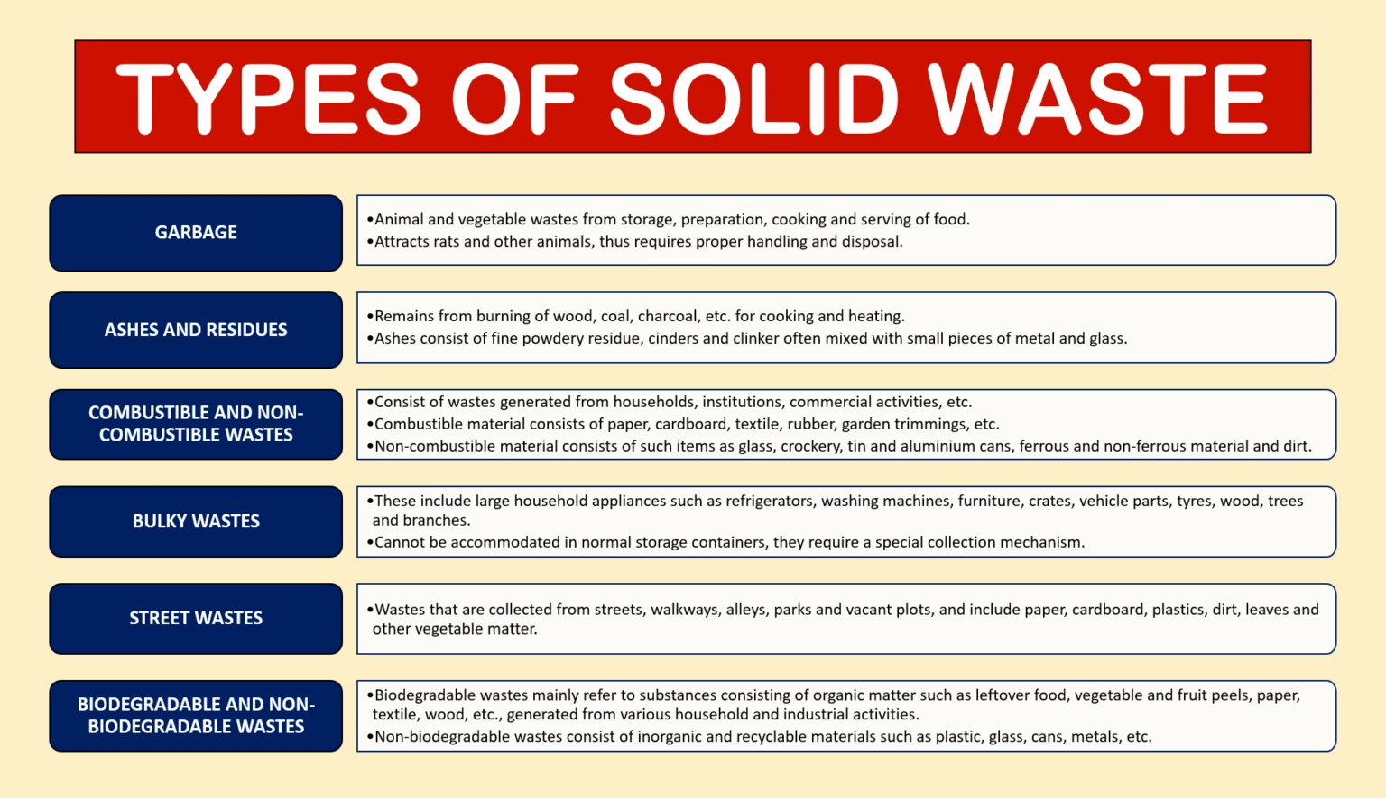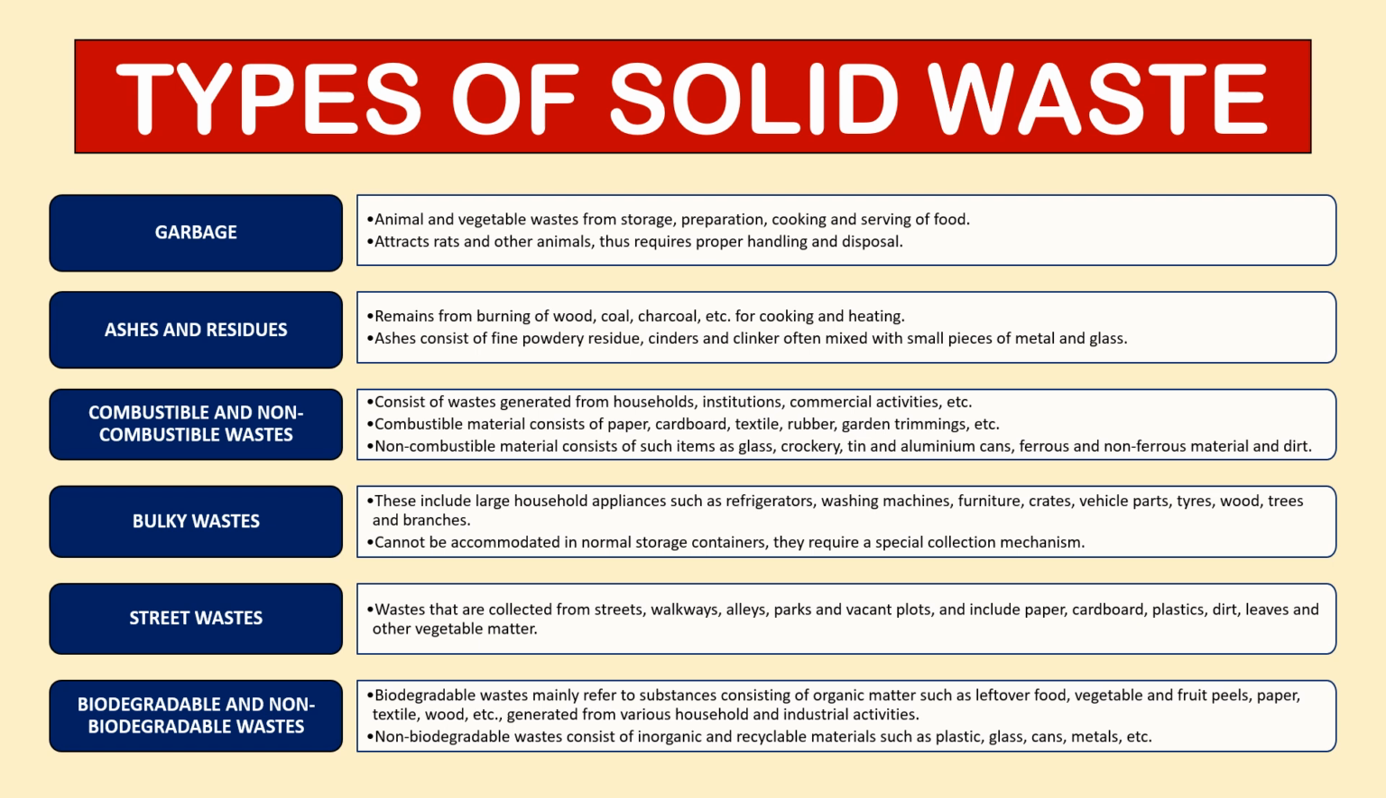Those are the waste generated from households, institutions, and commercial outlets because everybody uses paper, cardboard, textile, other things for burning, and we also get non-combustible materials like glass, crockery, aluminum cans, all those from institutions, factories, and other commercial outlets. Bulky wastes, those are some of the large appliances like refrigerator, washing machine, furniture. So those come under bulky waste, and we cannot store them in small storage bins. So it requires a special collection method and also special disposal methods.